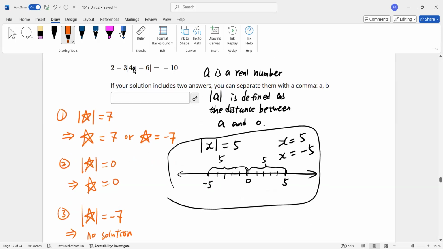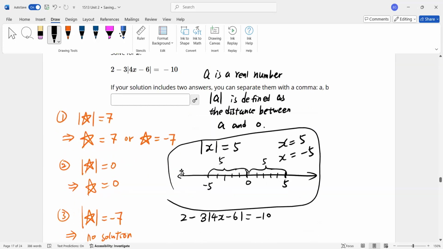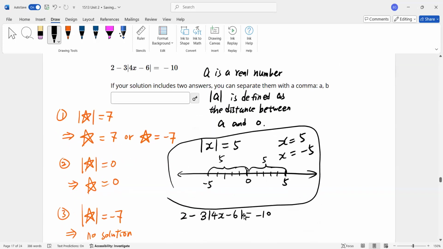The problem we have here is, let me copy it. 2 minus 3 times absolute value of 4x minus 6 equals -10. That's the equation we need to solve, right? Yeah, let me double check. 2 minus 3 times absolute value of 4x minus 6 equals -10.